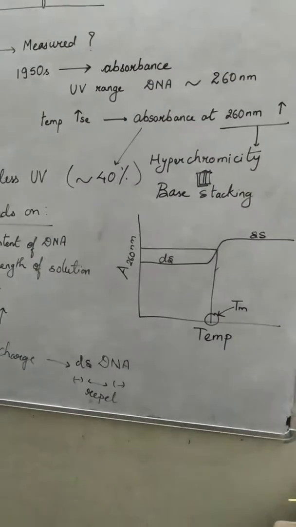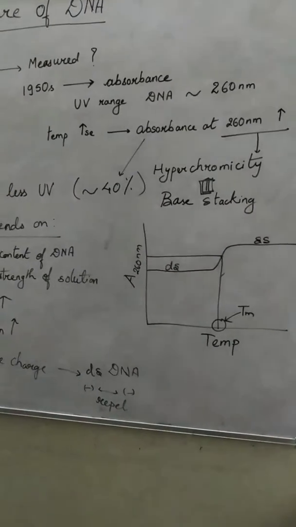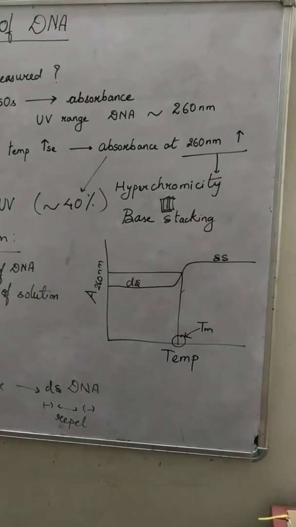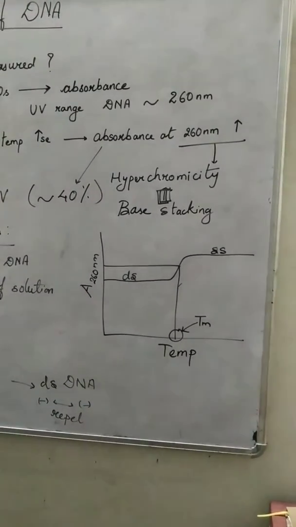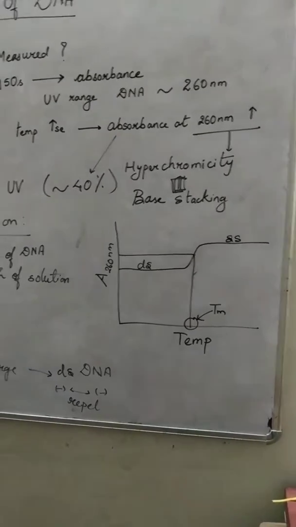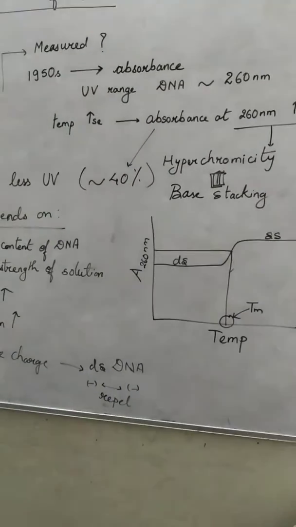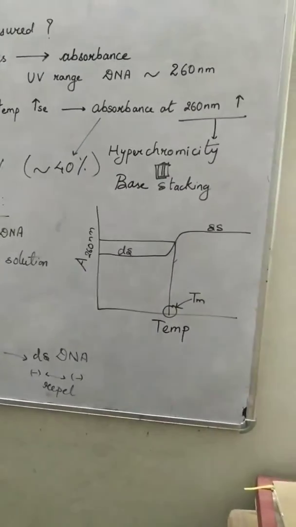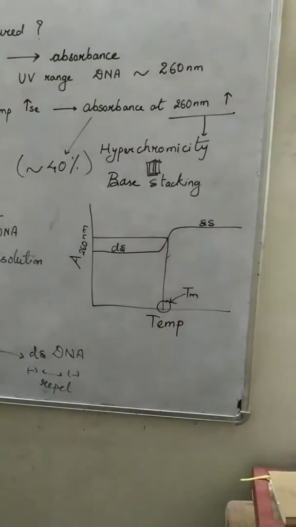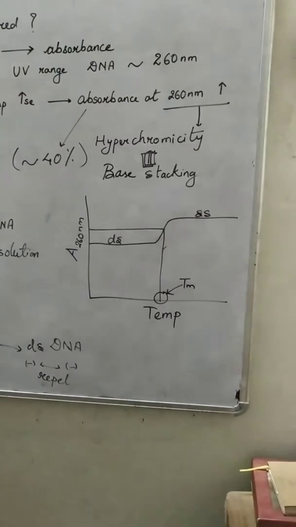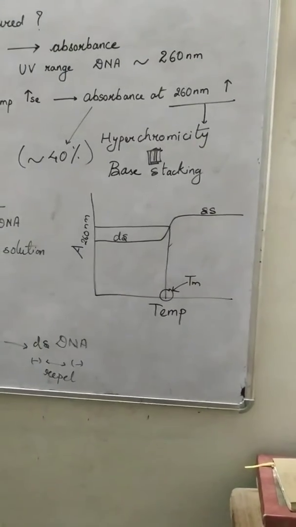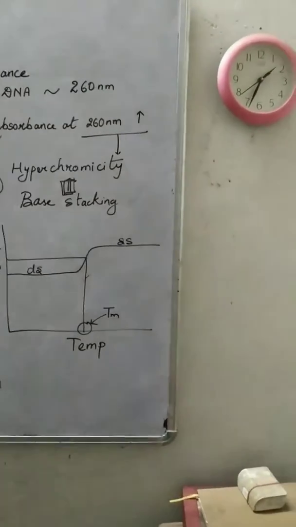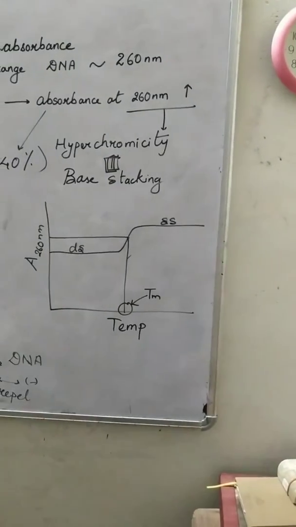I have mentioned temperature increase. An increase in temperature will denature the DNA, and when the absorbance of that denatured DNA is taken at 260 nanometer, we will find that there is a change in UV absorption, and this change is known as hyperchromicity, and this hyperchromicity is due to base stacking. It means if there is denatured DNA, the absorbance value or the optical density value will be high.